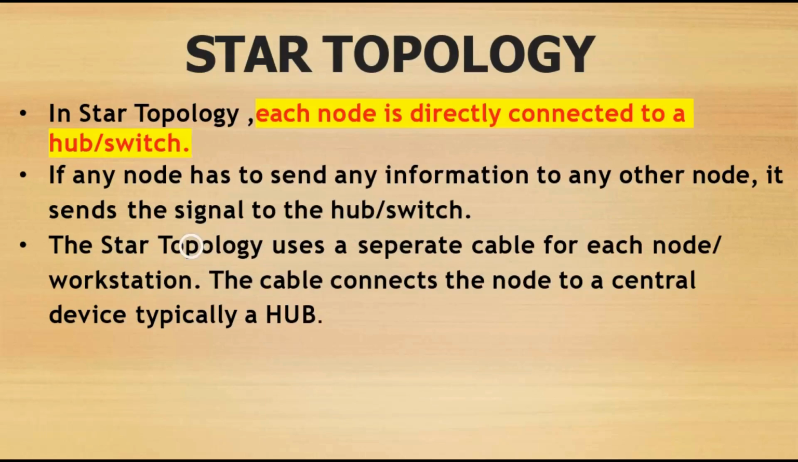The star topology uses a separate cable for each node workstation. So this star topology is using a separate cable for each computer or workstation. The cable connects the node to a central device, typically called a hub. So this cable is getting connected to what? The central device. One central device, that is called a hub.